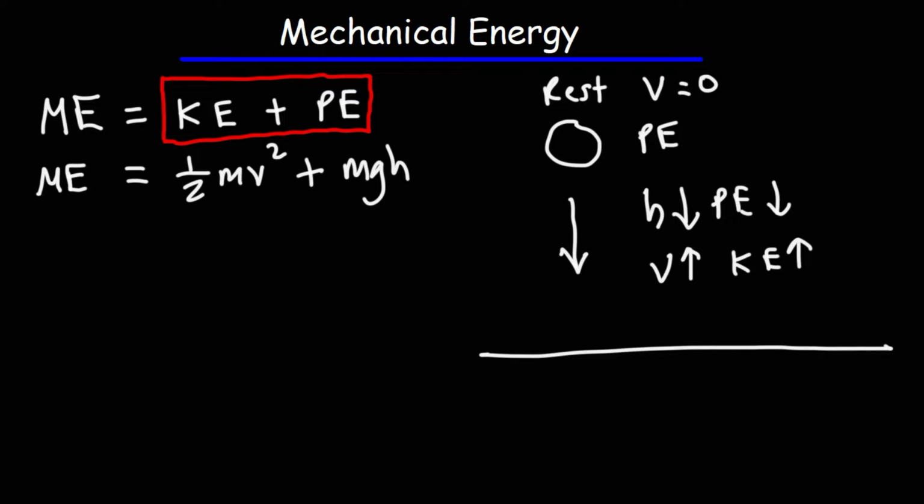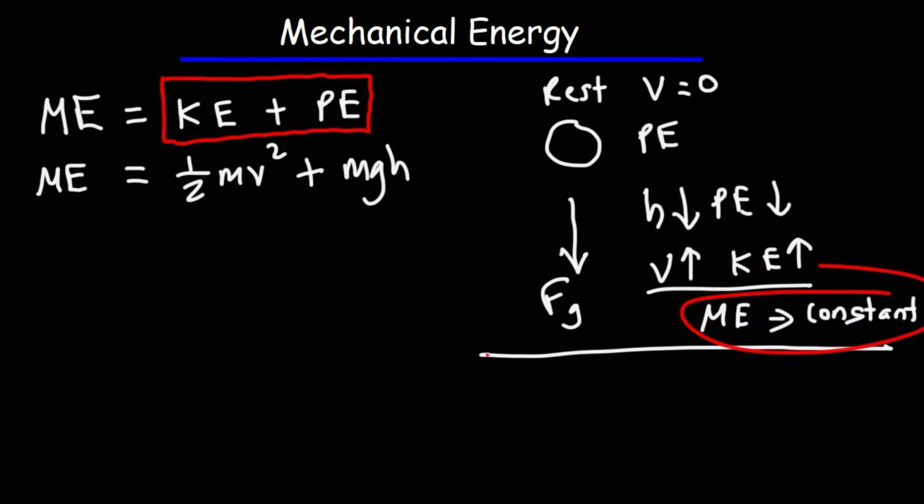Now, as the potential energy goes down, the kinetic energy goes up. So what's happening here is that potential energy is being converted to kinetic energy, such that the mechanical energy remains constant. In this situation, the only force that's acting on this object is the force of gravity. And gravity is known as a conservative force. So whenever you have a system in which only conservative forces act on an object, the mechanical energy of that object is going to be constant.